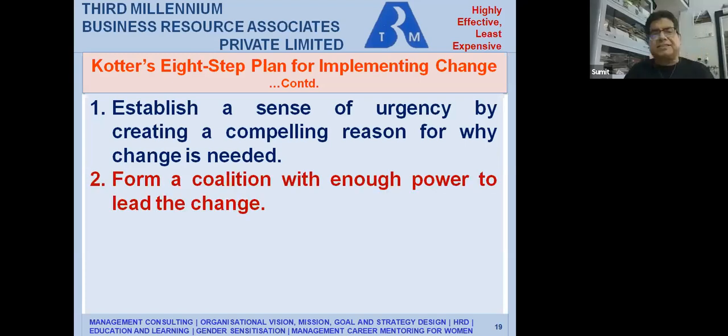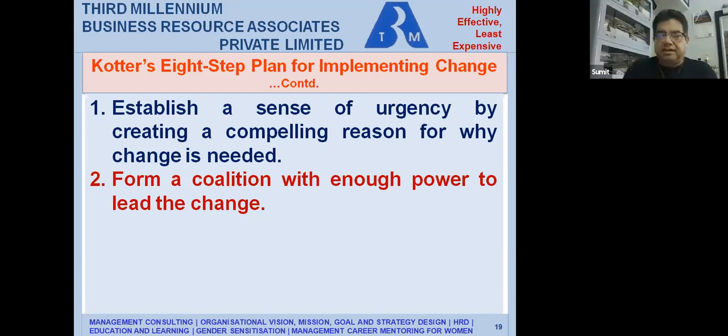Then his second step says, we also talked about this as a difficulty. So he says, form a coalition with enough power to lead the change. What is the meaning of enough power to lead the change? That means your facilitating forces, supportive forces should be more than the restraining forces, right? Force field analysis, what is the example we took? Right now, all of us probably, I am definitely sitting on a chair. And why don't we fall? So there are forces which are balancing. So form a coalition with enough power to lead the change. So increase your supportive forces, facilitating forces, right? And that will lead the change.